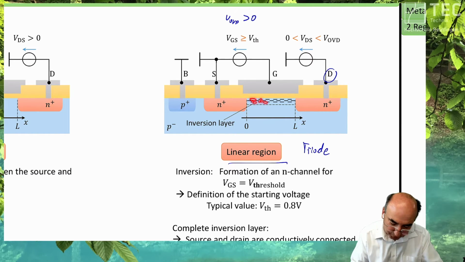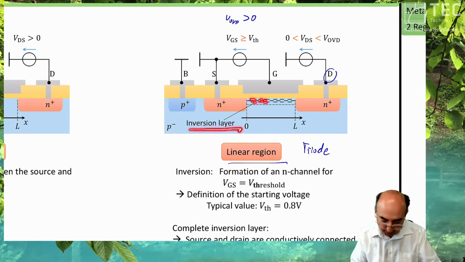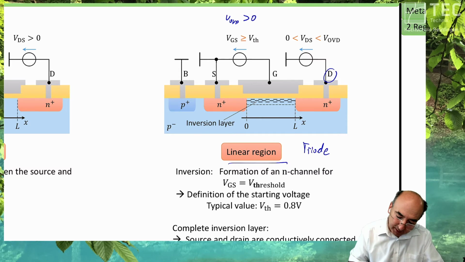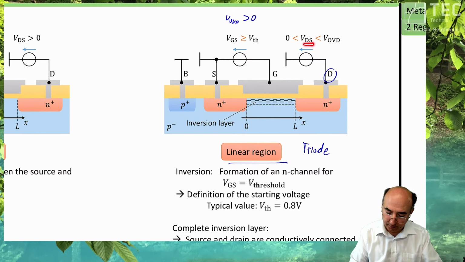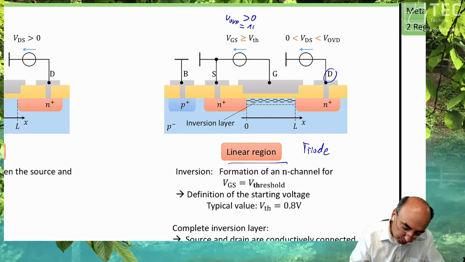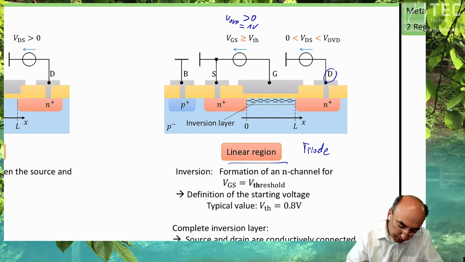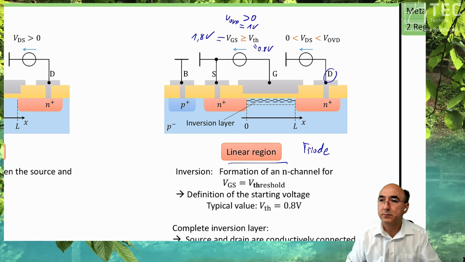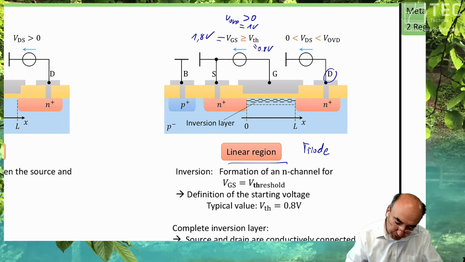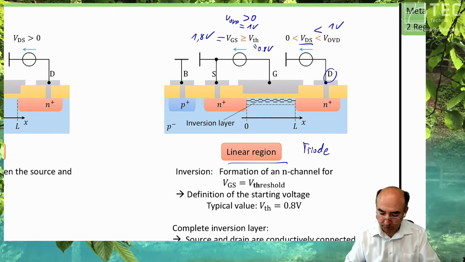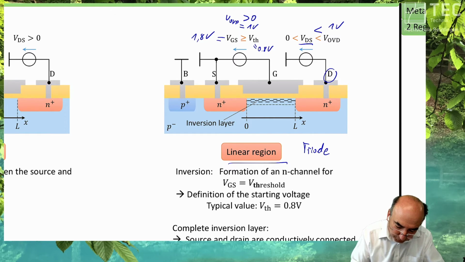You have a certain channel, the inversion layer. Okay. At the same time, if the applied voltage to the drain is lower than the overdrive, assume the overdrive voltage is 1 volt. Assume the threshold voltage is 0.8 volt. This means your gate source voltage is 1.8 volt. Then your drain source voltage needs to be lower than 1 volt. Lower than this overdrive voltage.